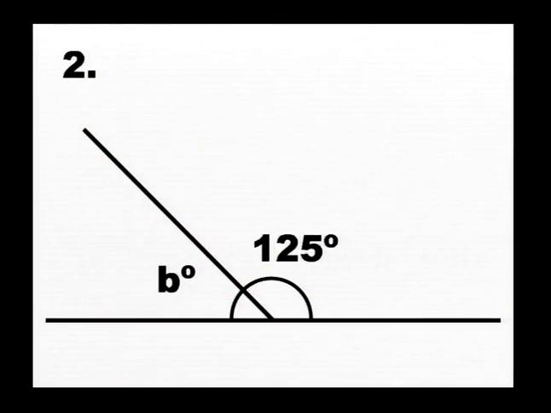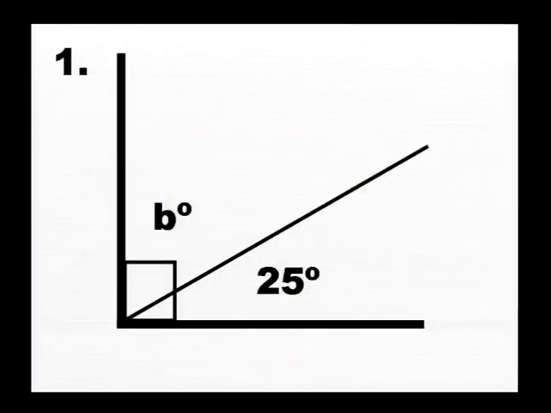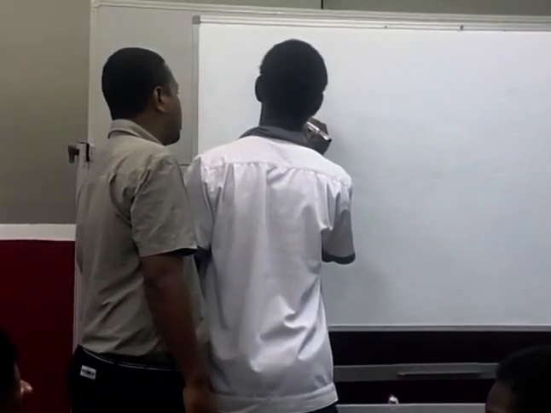Class, let's correct the two exercises. The first one, who would like to work out the first one on the whiteboard? Samuel, you compare your working out with Samuel's working out. How you got this answer? You're going to explain the angle. What sort of angle is it?